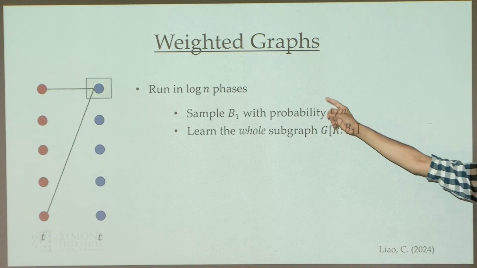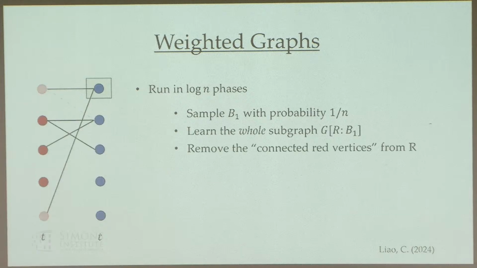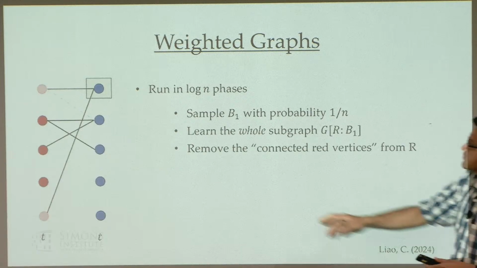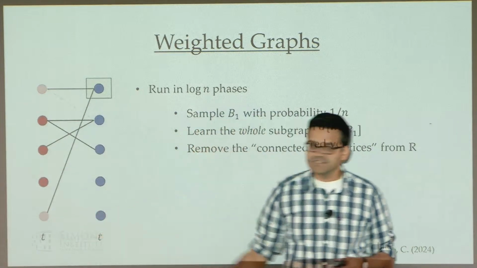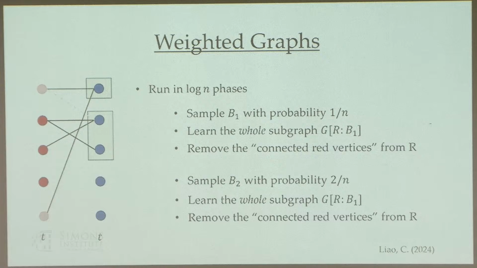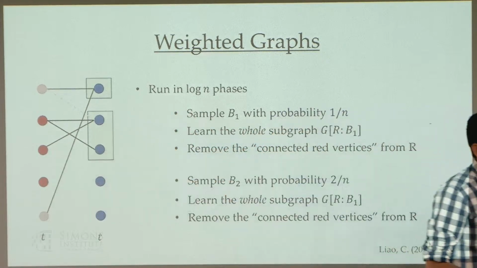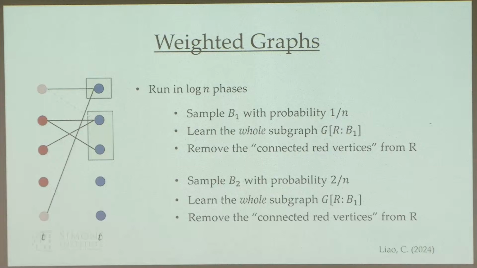Yeah, because there can be at most n edges, right? Because I sampled very few vertices on the right, this is going to be a sparse graph, so I can learn it. And once you learn some edges, so this vertex is connected to these red vertices, then you throw these red vertices away. I found neighbors from these red vertices. So the next time I sample B2, I only learn the graph between B2 and the remaining. And I throw what I learn away and I continue.